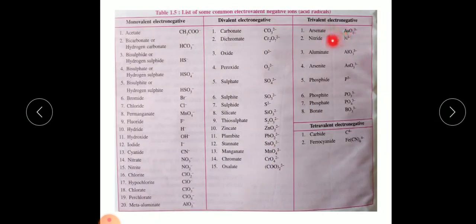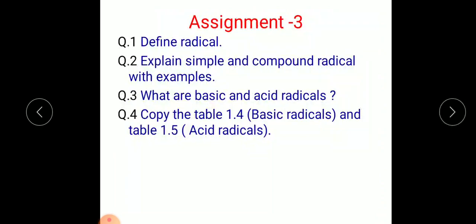In trivalent we have arsenate, nitride, aluminate, arsenite, phosphide, phosphate, borate, carbide. In tetravalent we have carbide and ferrocyanide. All these are examples of acid radicals, or electronegative ions. These are also important because when you write any chemical formula you'll get one basic radical and one acid radical.